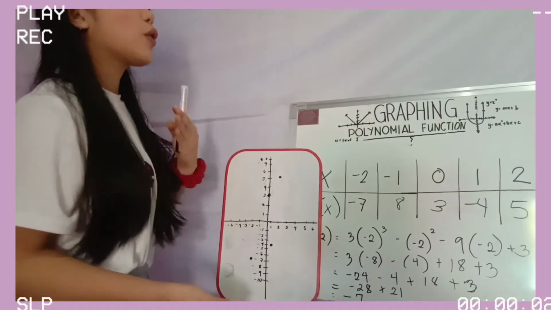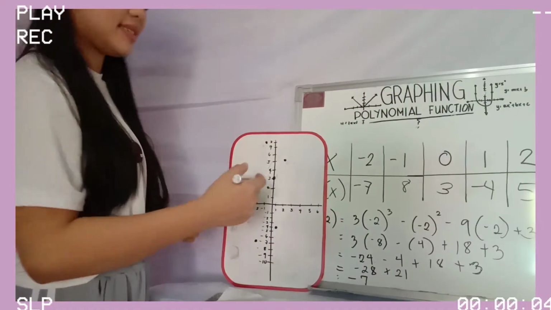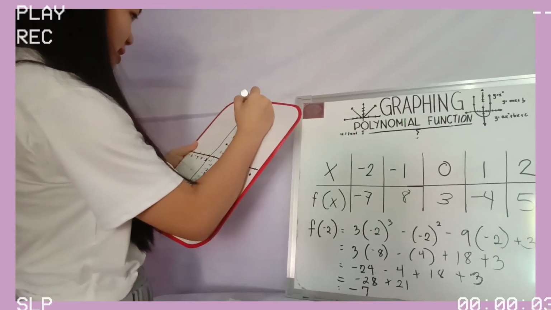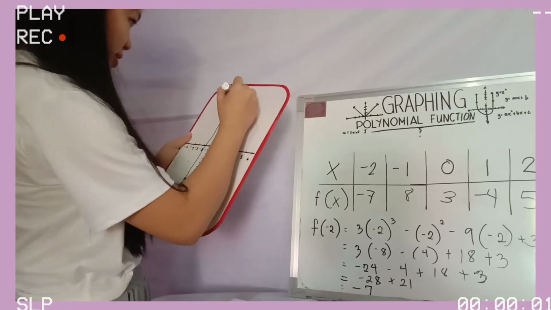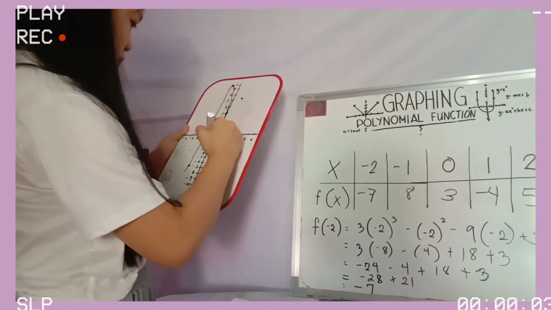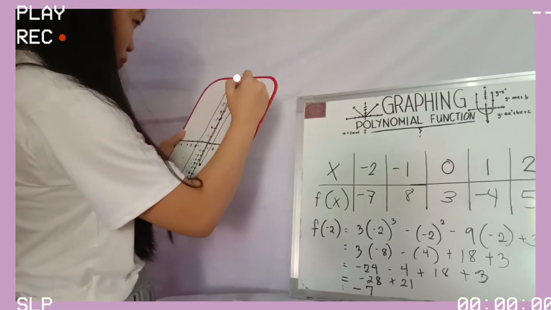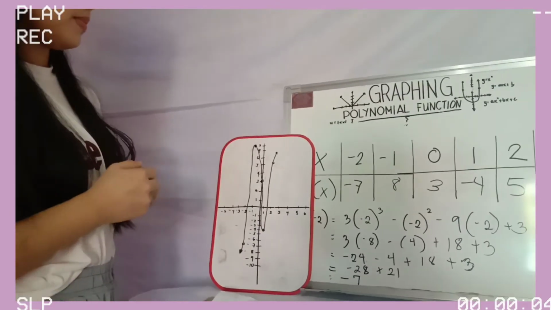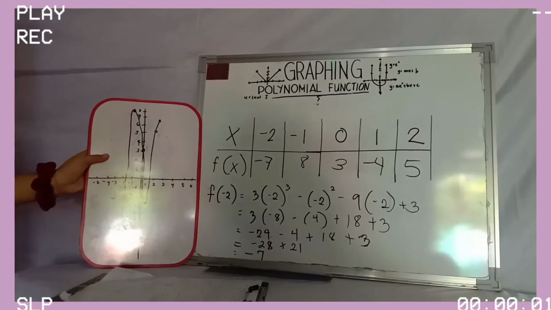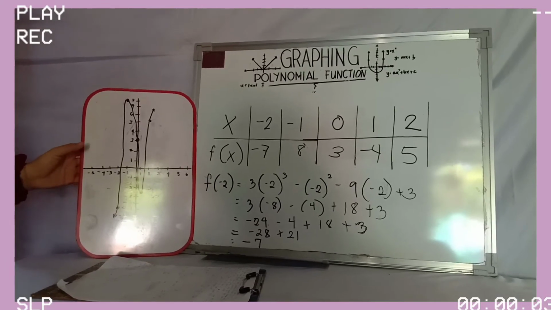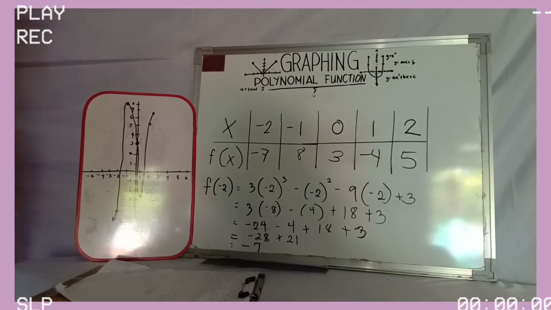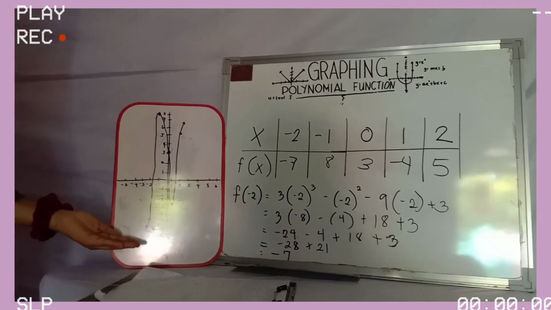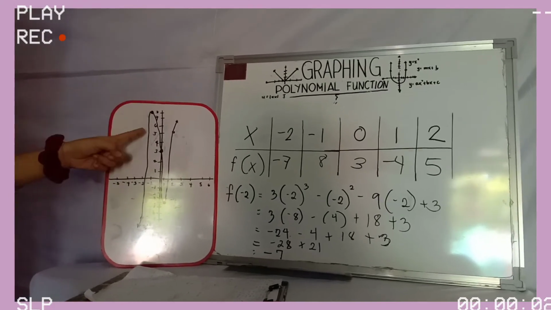So, we're going to connect the points of the coordinates. So this is the graph of the polynomial function f(x) equals 3x cubed minus x squared minus 9x plus 3. As you can see, there are two turning points.